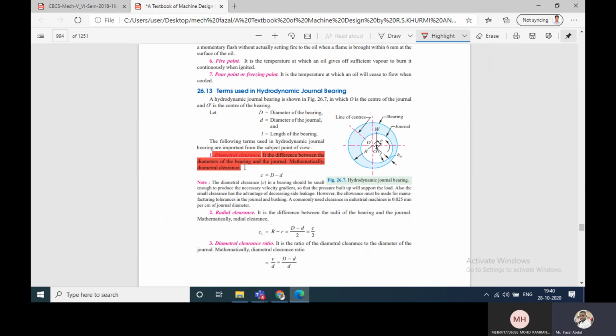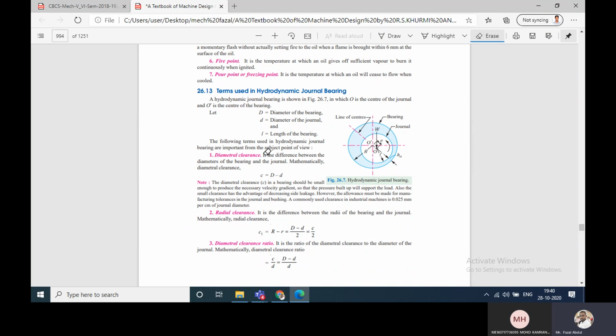Diameter clearance. Diameter clearance is denoted by capital C. It is the difference between the diameter of the bearing and the diameter of the shaft, D minus d. Capital D represents the diameter of the bearing, and small d represents the diameter of the shaft. The difference between these two is known as the diameter clearance.